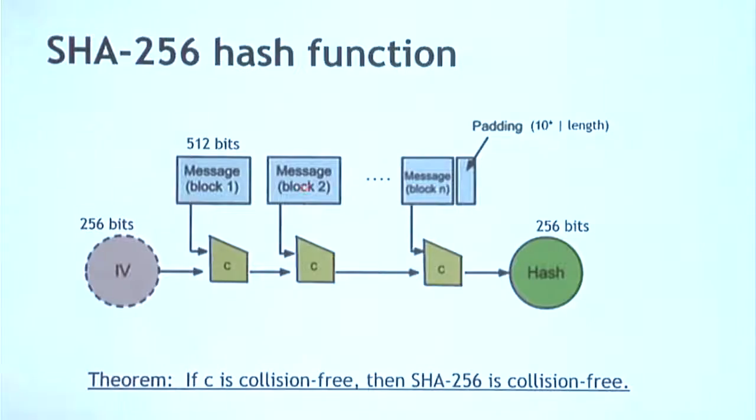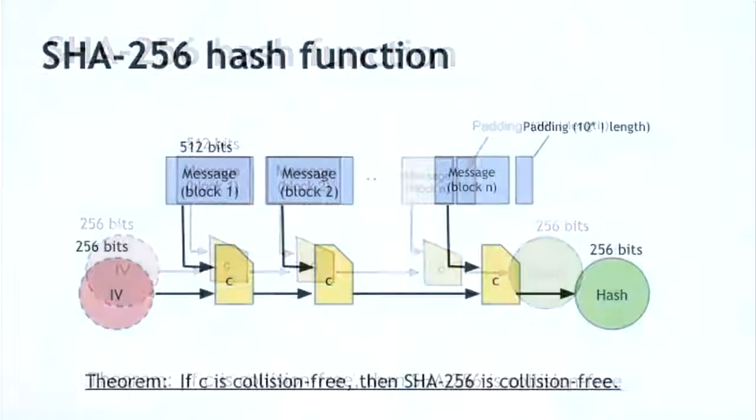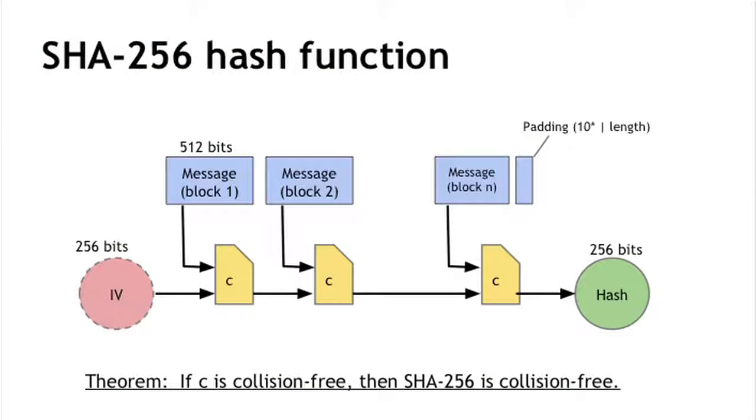You now take that with the next 512 bits of the message, run it through C again, and you keep going. Each iteration of C crunches in another 512-bit block of the message and mixes it in to the result. When you get to the very end, you have consumed all of the blocks of the message plus the padding. The result is the hash, a 256-bit value. And it's easy to show that if this compression function C is collision-free, then this entire hash function will also be collision-free. The other properties are a little bit more complicated, so I won't talk about them here.